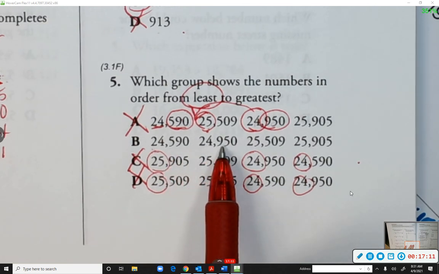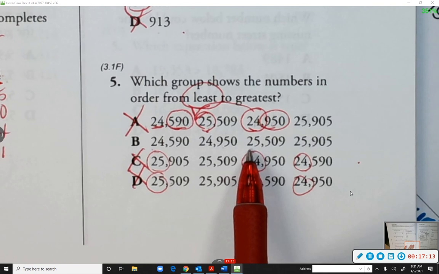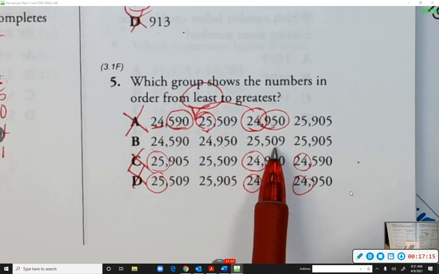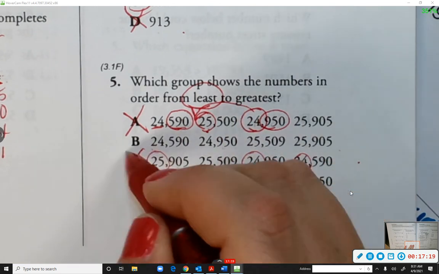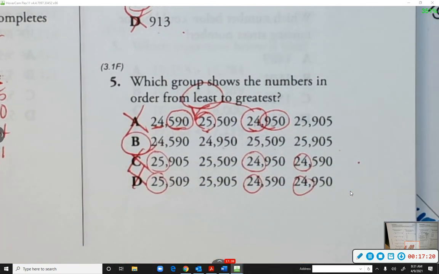24,590, 24,950, 25,509, 25,905. Okay? So that's a good strategy, Allie. Whatever it tells you to do, if it says least to greatest, then make sure your answer choices have the least in the front. Okay?